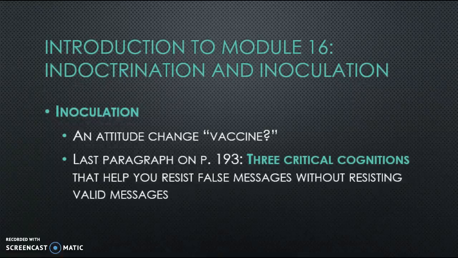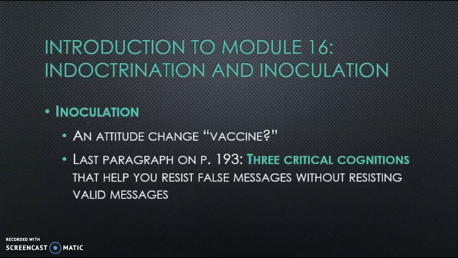I wanted to talk specifically about the inoculation section because I think it's the most relevant and most important for you, and for people in general right now. They talk about inoculation as being sort of a vaccine. It's like a preventative measure that keeps you from being persuaded by false messages. Specifically, the last paragraph on page 193 of the book briefly presents three critical approaches that would help you resist false messages without also making it likely that you would resist a valid or a true message. So as you read through that section, think about the messages that you've received lately, and how would you take those three steps? So what would that look like in your situation with the messages that you've received?